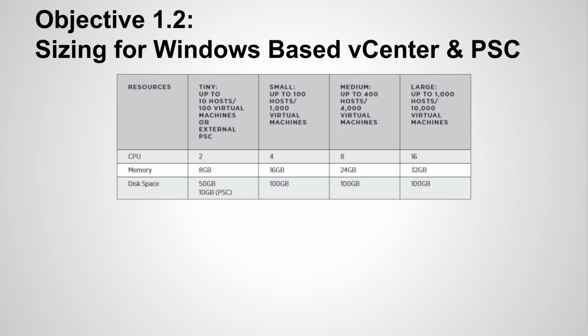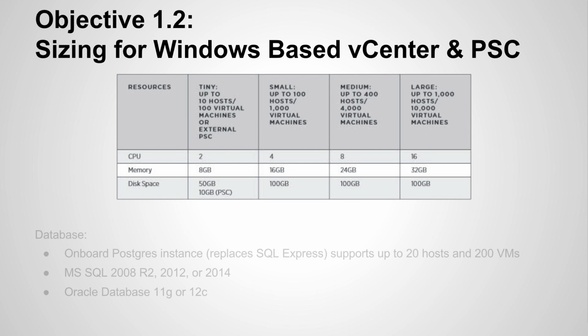Then moving forward and looking at your Windows-based vCenter install, your OS level is going to be Windows Server 2008 R2 or newer. 2012 R2 is supported as well. It's actually what I'm going to be demoing here in just a second. So your environment size, 2x8, 2 CPU, 8 gigs of RAM, 60 gigs worth of disk, including PSC.